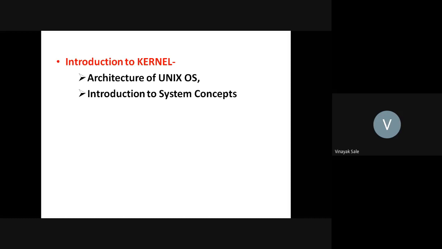So this introductory part of the Unix operating system is completed. Then the next part of the first chapter is the introduction to the kernel. In this part we will study the architecture of the Unix operating system, then the introduction to system concepts.